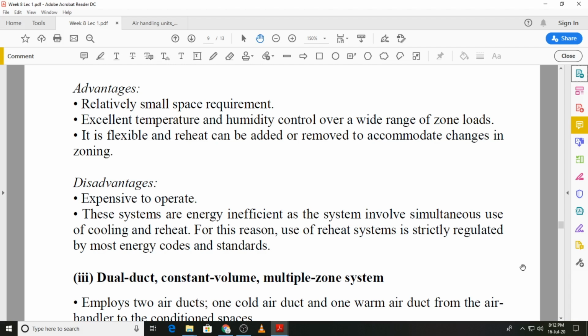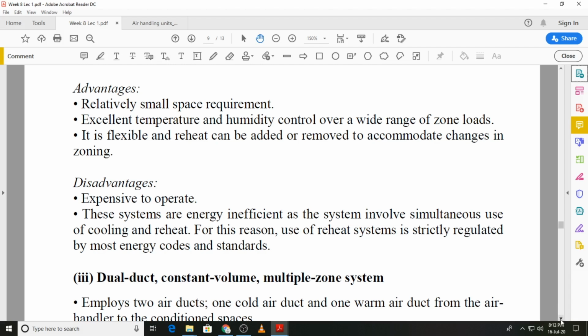It is expensive to operate, so it's energy inefficient, and for this particular reason, especially these days when there is a great emphasis on energy conservation, the use of these systems are quite strictly regulated by most energy codes and standards all across the globe.